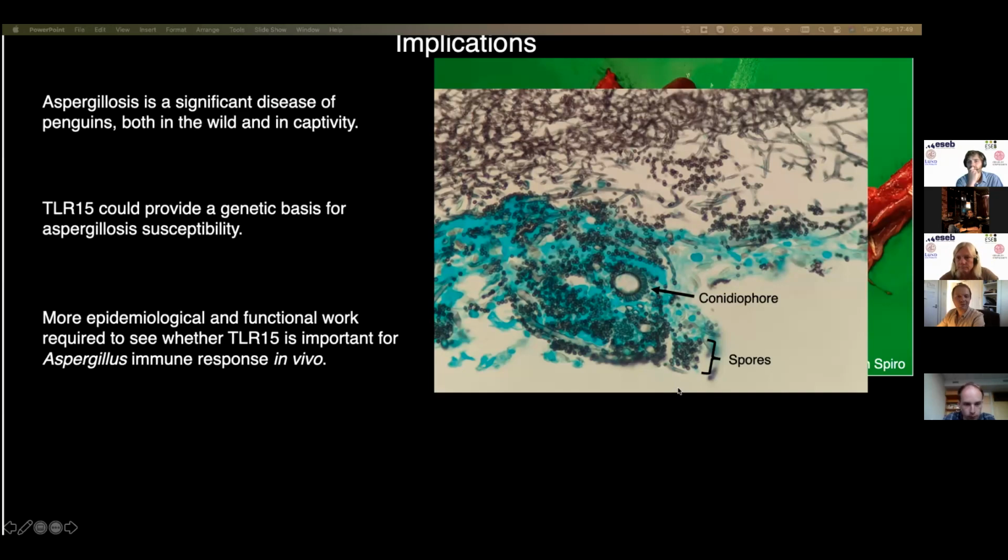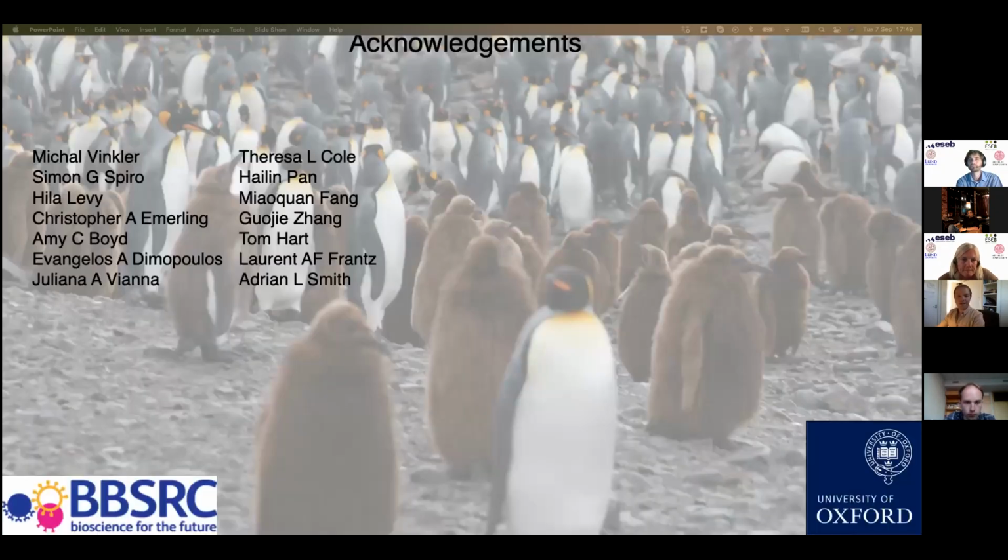If TLR15 is involved in Aspergillus immune responses, then it's likely that TLR15 could provide a genetic basis for aspergillosis susceptibility. So I need to do more functional work to see whether TLR15 is functional in other penguin genera. The nature of a cryptic pseudogene means it isn't necessarily apparent just from looking at the sequence whether it is or not. In addition, I need to do some epidemiological work to see whether penguins with functional TLR15 fare better than penguins with a TLR15 pseudogene in Aspergillus infections, or the other way around indeed, as Adrian talked about. TLRs are a double-edged sword. So I'll leave it there.